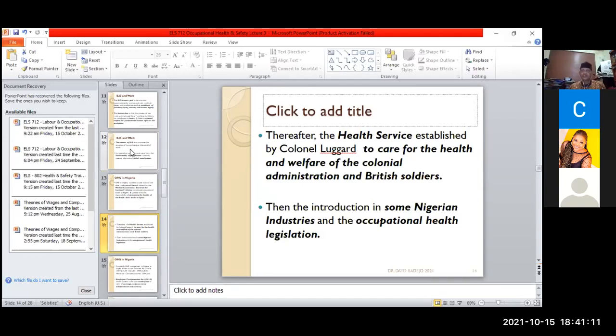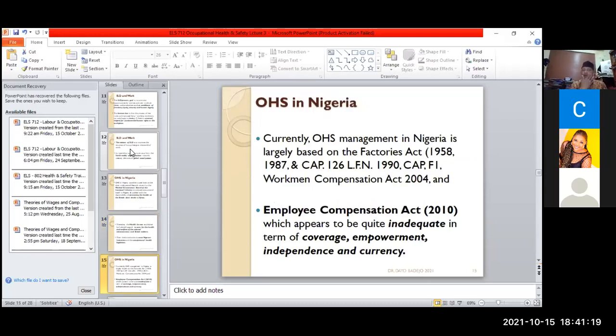Then came the introduction in some Nigerian industries, and occupational health and safety legislation began to appear till we have them today. Currently in Nigeria, occupational health and safety management is largely based on the Factory Act. That Factory Act law has changed and been repealed over time: 1958, 1987, 1990, the Workmen Convention of 2004, and now the latest one, which is also due for review, the Employee Compensation Act of 2010.